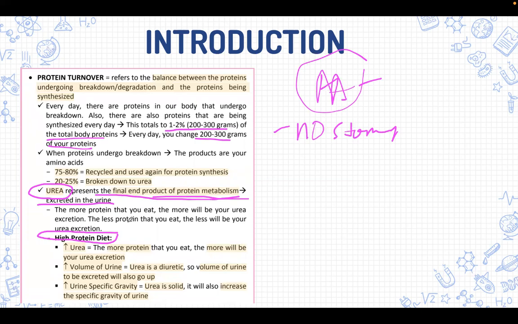Okay, so the volume of urine to be excreted will also go up. So mas madami yung intake mo ng protein, mas madami yung urea mo, mas madami yung iiihi mo. And then, lastly, kapag high protein diet ka, naka-high protein diet ka, mas mataas din yung urine specific gravity.